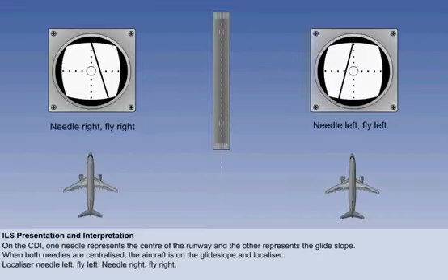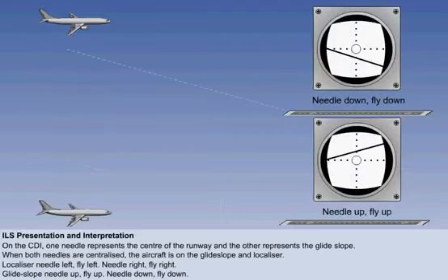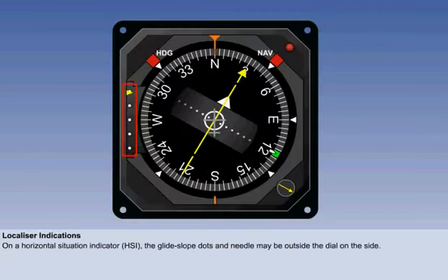If the localizer needle is to the left side of center, the runway is to your left, so you must fly left to it. If the needle is to the right, fly right. If the glide slope needle is below the center line, the glide slope is below you. Fly down. If the needle is above the center line, the glide slope is above you. Fly up.